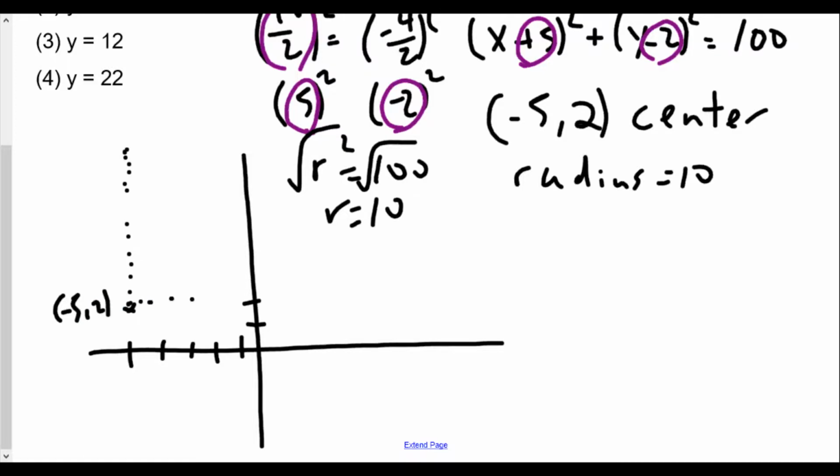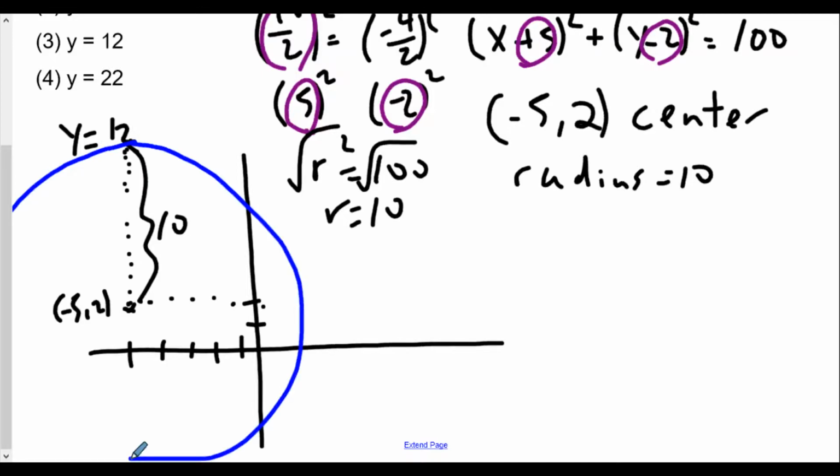the y value here is 2. So if I'm going up 10 more spaces, that would mean the y value is equal to 12. And that will be the highest value, because our circle, and I'm going to draw a circle, maybe not so great, goes this way, and underneath. But we're looking for the highest value. So the highest point that the y will be is the y value of the center added to the radius. That's how far it's going to go up.